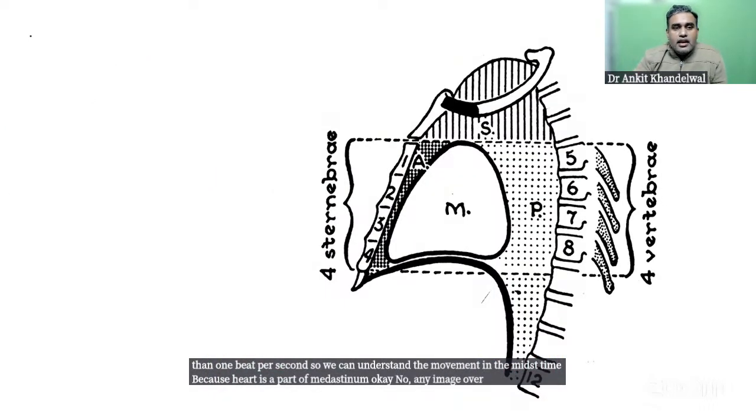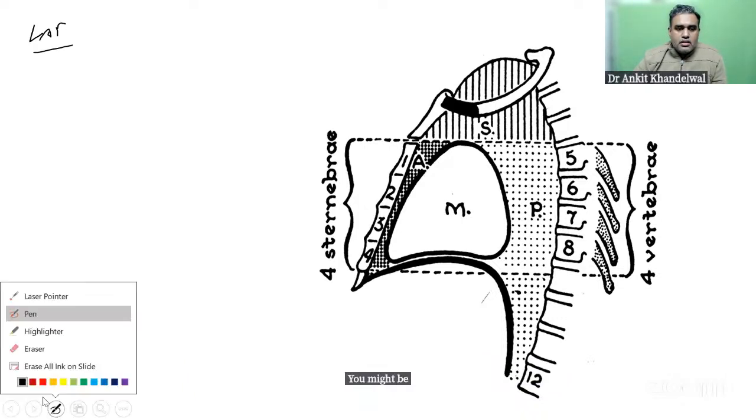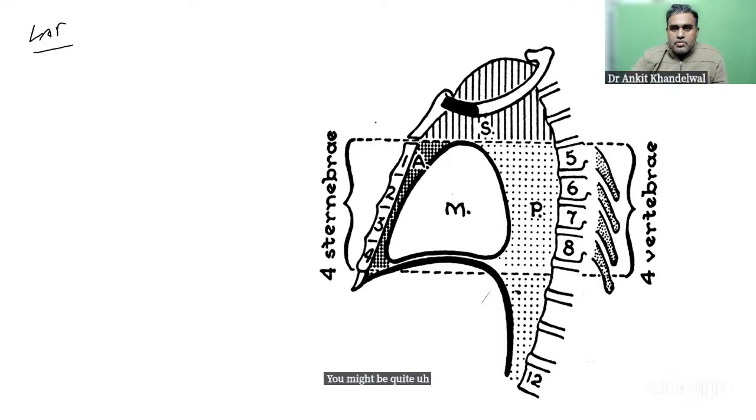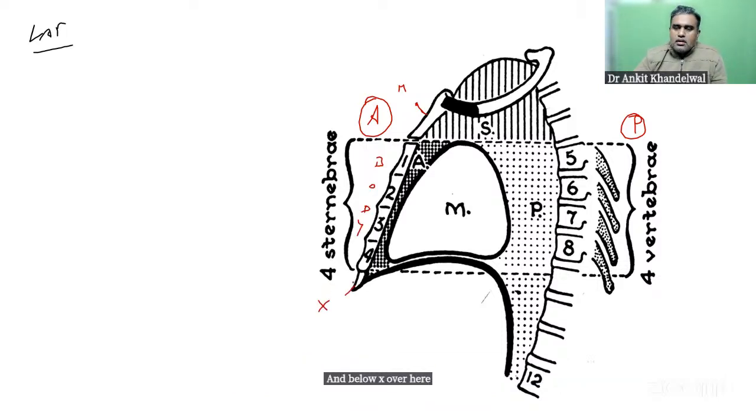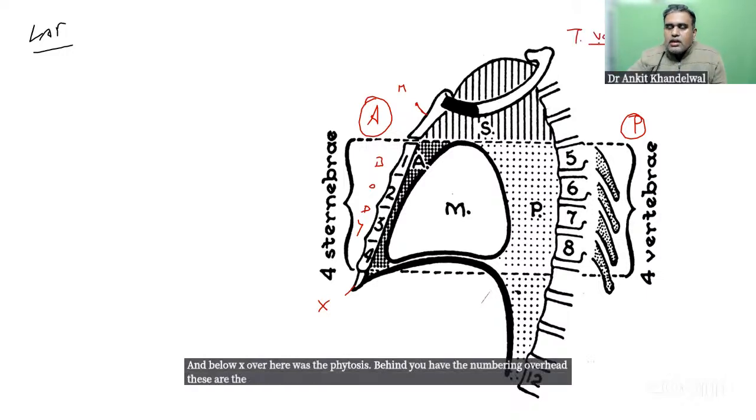Now, an image over here. This is again a lateral view, as you might be quite familiar by now, that in this image we have anterior and posterior structures. This is the sternum, this is the manubrium of the sternum, and that is the body of the sternum. Let me write over here, and below X for xiphoid process. Behind you have the numbering over here. These are the thoracic vertebrae.